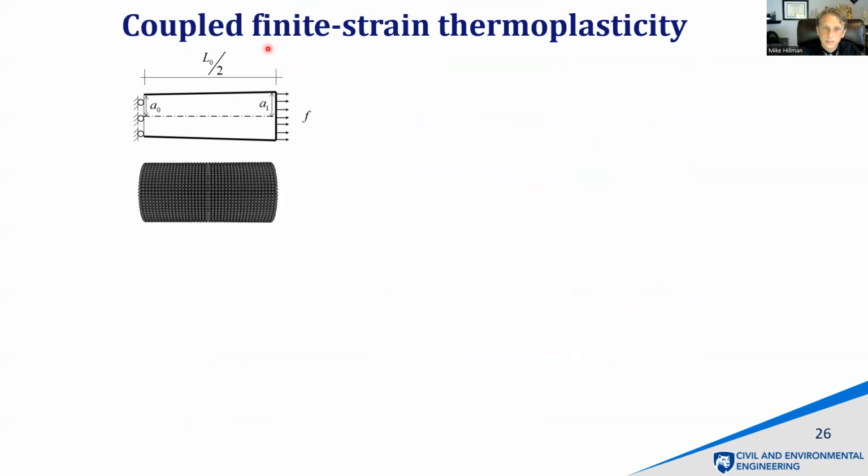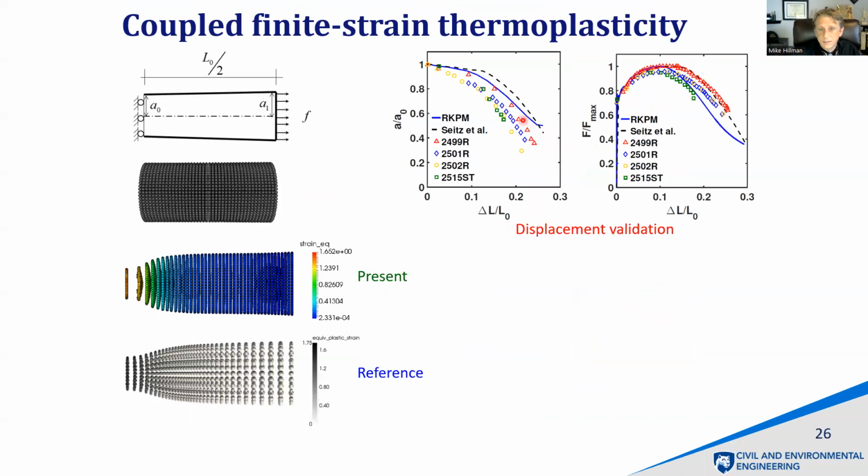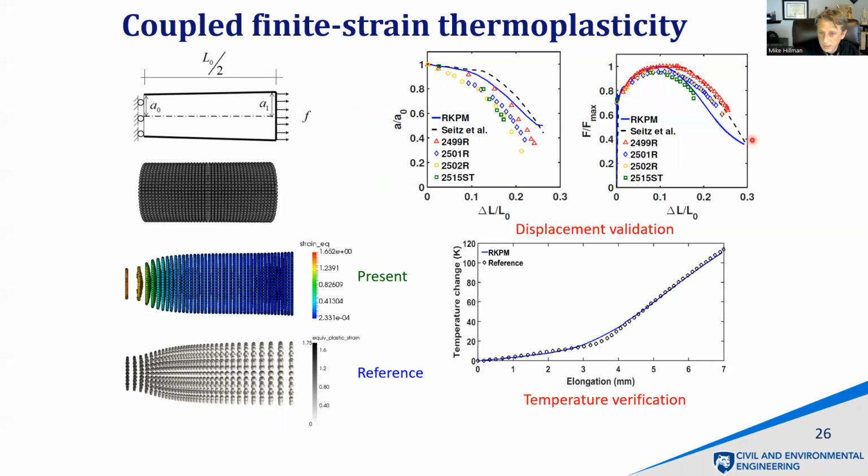Okay, you can easily extend this to finite strain thermoplasticity. So this is a necking problem of an elastoplastic bar, just a half model here. You can see we agree pretty well with the reference. Here's the experimental data for this problem, the dotted markers here. You can see we agree pretty well for the reduction in necking region and then also force displacement. Okay, we have a reference, I believe, CMO FEM result. You can see we agree pretty well for the evolution of the temperature field.